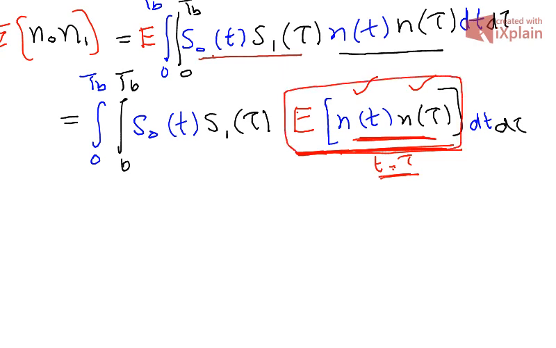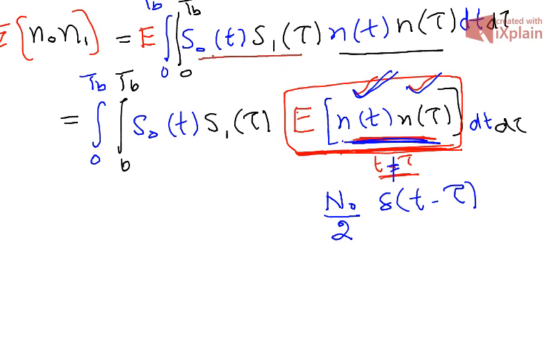if you go to the noise power spectral density, you can clearly see that this term is N0 over 2 delta t minus tau. Because these are two noise samples taken at different instants, the product would be 0 if t is not equal to tau. If t is equal to tau, we are talking about the same instant, so we can write the square of this signal.